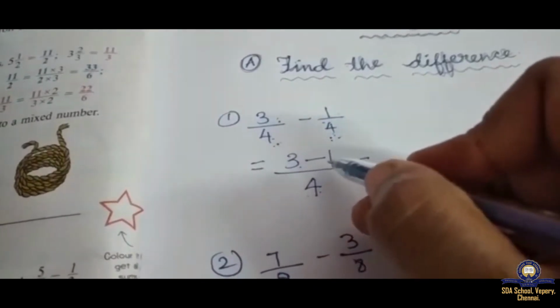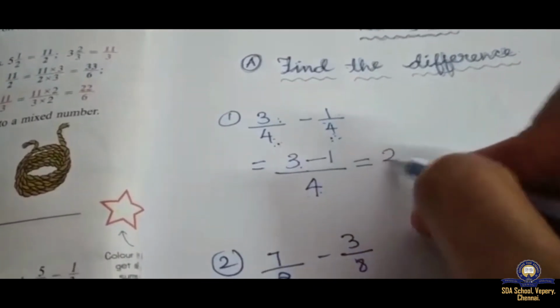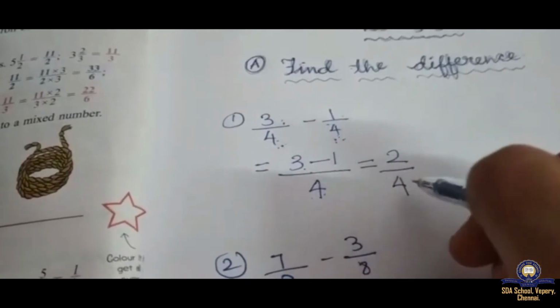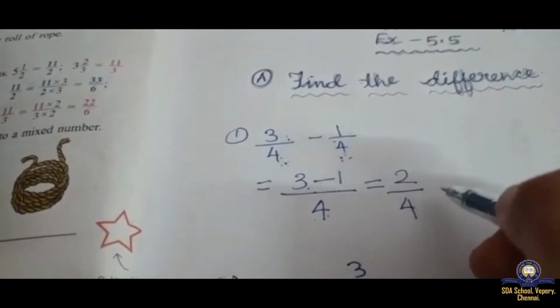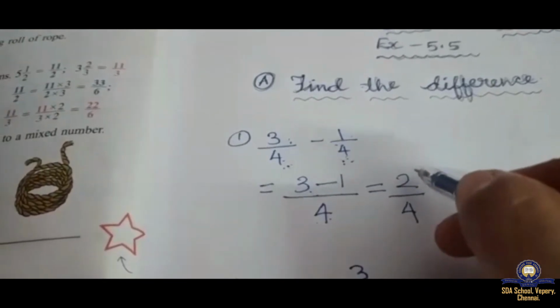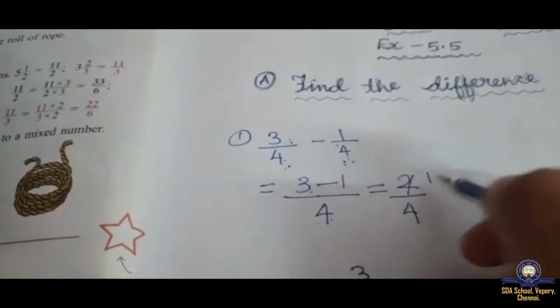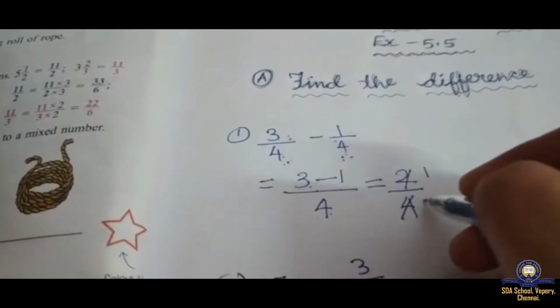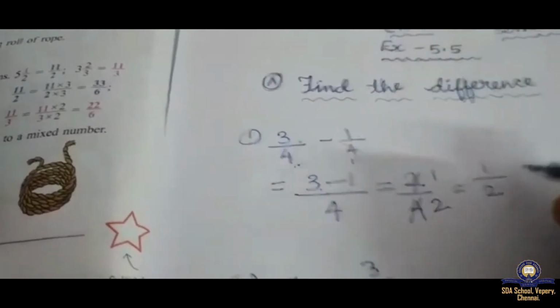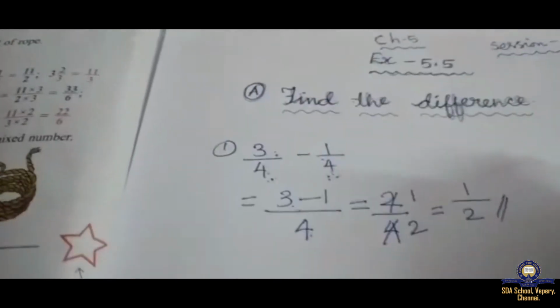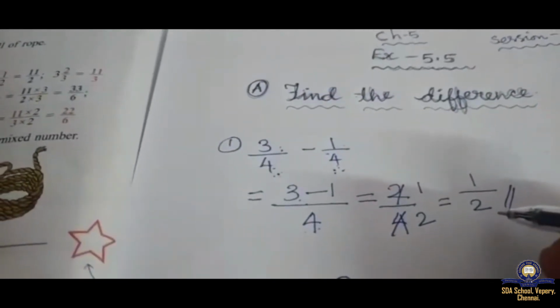If you minus 1 from 3, what will you get? 2. 2 by 4. We can reduce 2 by 4 to the smallest number by cancelling with the second table. 1 2's are 2. 2 2's are 4. So the answer is 1 by 2. This is the correct answer. Got it, students? That is how to minus it.